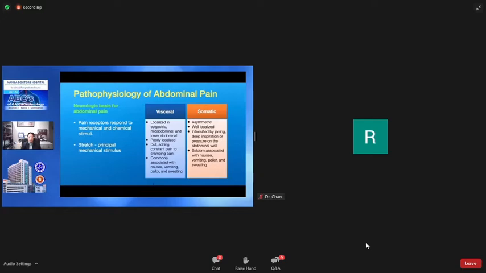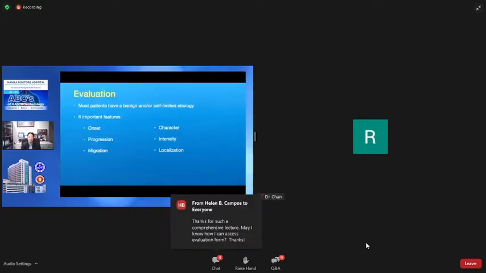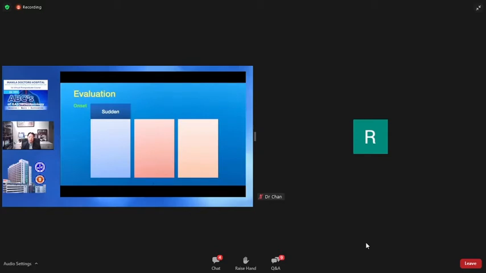Most patients with abdominal pain have a benign and/or self-limited etiology, and the initial goal of the evaluation is to identify patients that may require urgent intervention. A thorough history and focused physical examination will lead to a differential diagnosis and further evaluation with laboratory tests or imaging studies. During evaluation, it is important to focus on six important features. One is onset, and then progression, migration, character, intensity, and localization of pain.